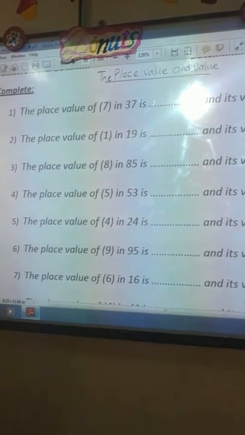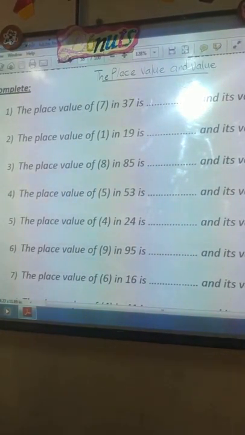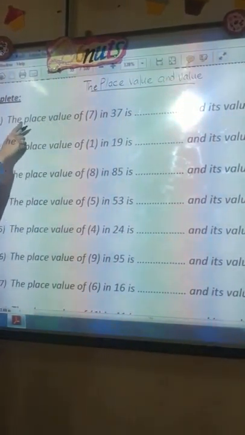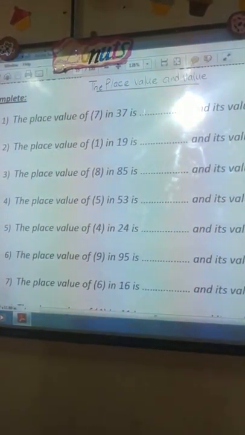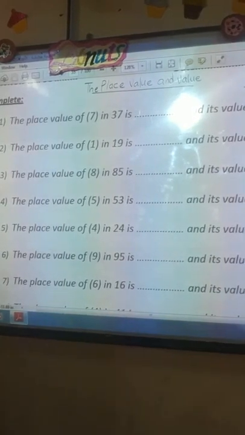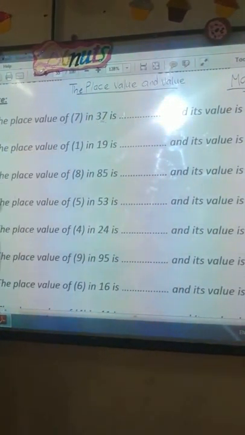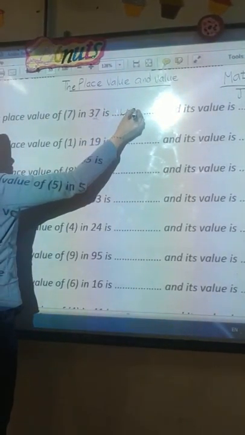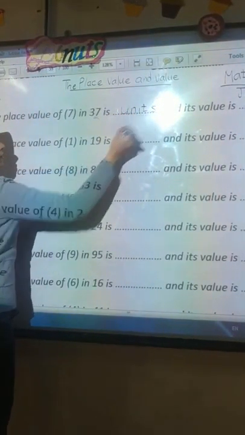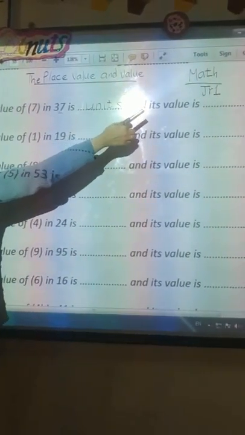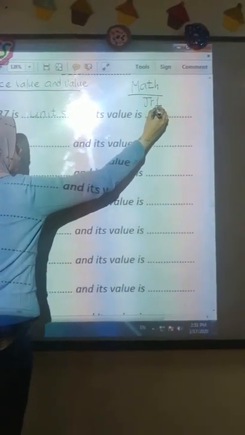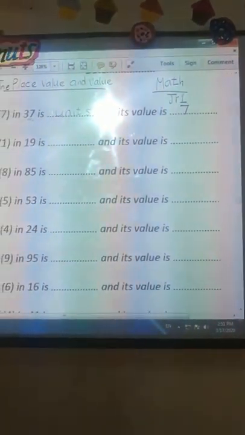The place value of 7 in 37 is the place value. So I want letters, units or tens, and 7 in the units. And its value is 7, because 7 in the units.